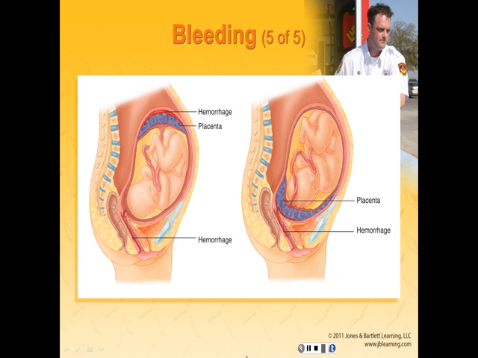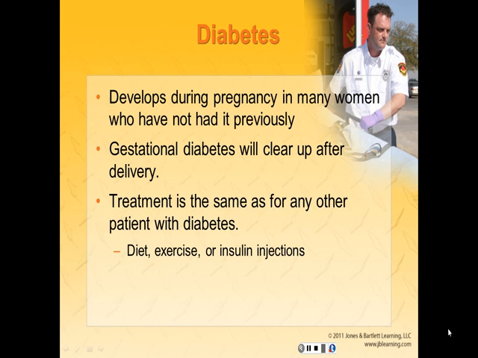Diabetes. Diabetes develops during pregnancy in many women who have not had diabetes previously. This condition, called gestational diabetes, will resolve after delivery. The treatment is the same as for any other patient with diabetes. A pregnant woman may control her blood glucose level with diet and exercise or may take medication. In some cases, the woman will have to manage her condition with insulin.